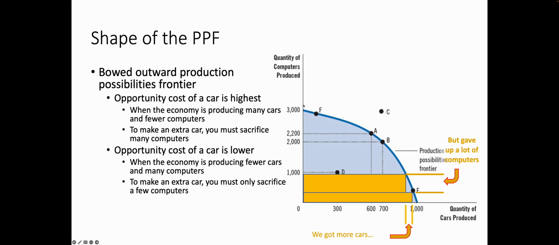At the other end of the curve, the opportunity cost of a car is lower, and the opportunity cost of a computer is higher because of how we've drawn the curve. If we want to make a lot more cars, let's say go from 0 cars to this point F, we only have to give up a few computers. So we get a lot of cars for a few computers, as opposed to this situation where we only get a few cars but have to give up a lot of computers.